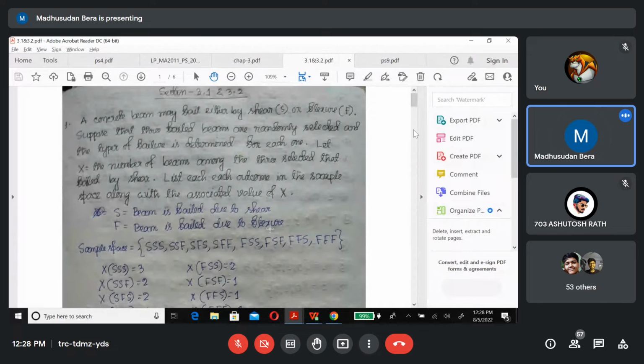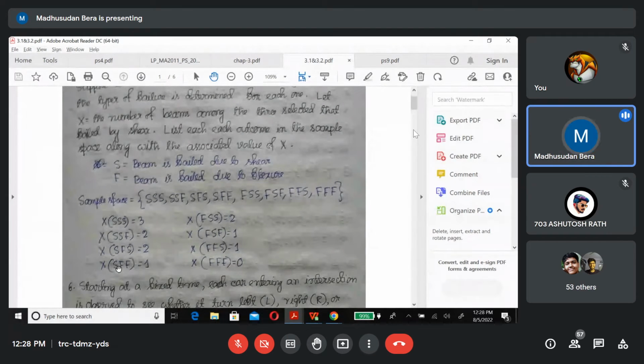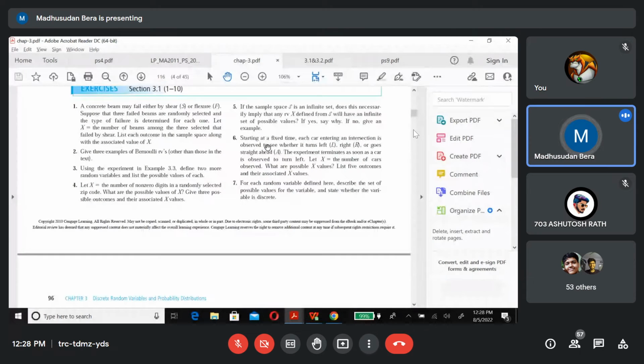Now X is the number of beams among the three selected beams that failed by shear. Basically X is the number of S. SSS gives 3, SSF gives 2, SFS gives 2. Here 1, 2, 1, and here 1. Here there is no S, that is why it is 0. Is this example okay? Just like tossing a coin 3 times, same thing. Another one, see 6.